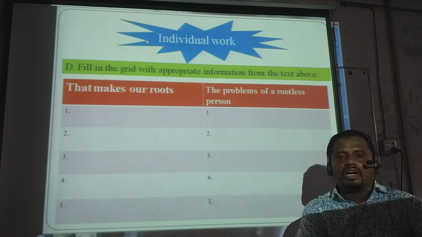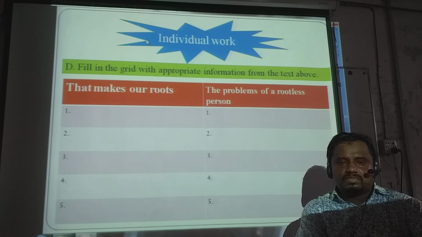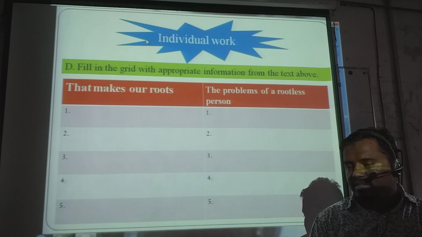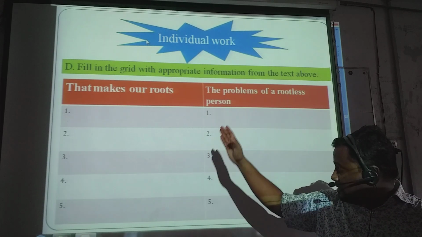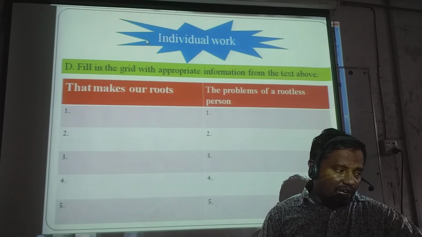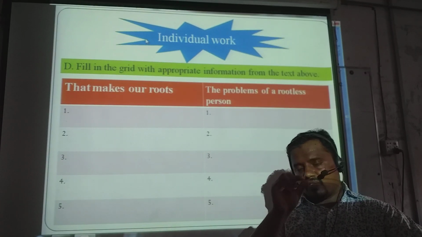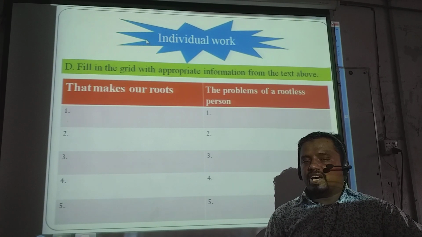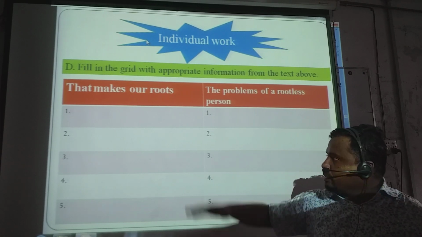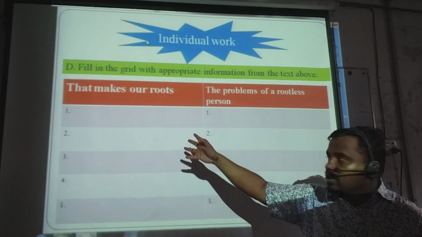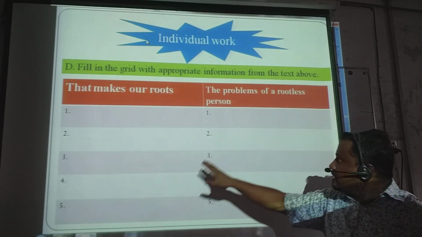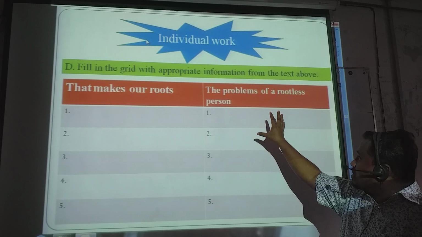Now, we have a task. I think all of you will be able to do the task. Fill in the grid. You have to fill both grids with appropriate information from the text above, the text that we have discussed so far with the unknown words. At first, you will pause the video for at least 5 minutes. Then, you will write down the answers: what makes our roots, write 5 things here. Then, you will write the problems of a rootless person here.